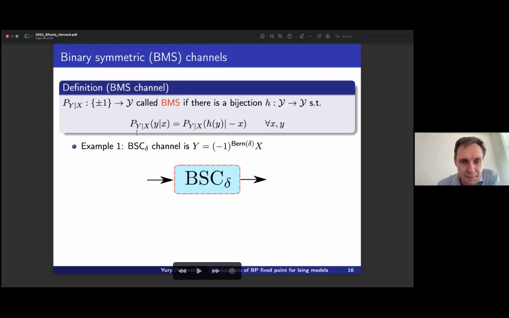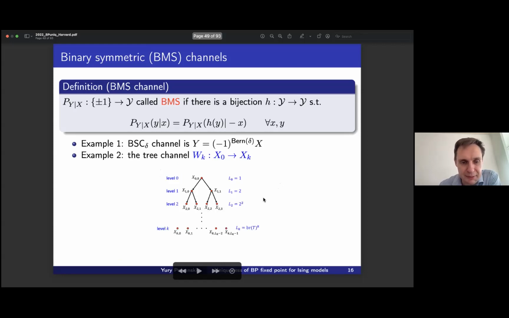First of all, I'll introduce the concept of a channel, which for information theorists is just anything which takes some input and produces some random output. A particular case of a random channel is what's known as the BSC delta channel. It just takes a bit and multiplies it by a random plus or minus one Bernoulli delta sign. This is what I'm going to call BSC delta.